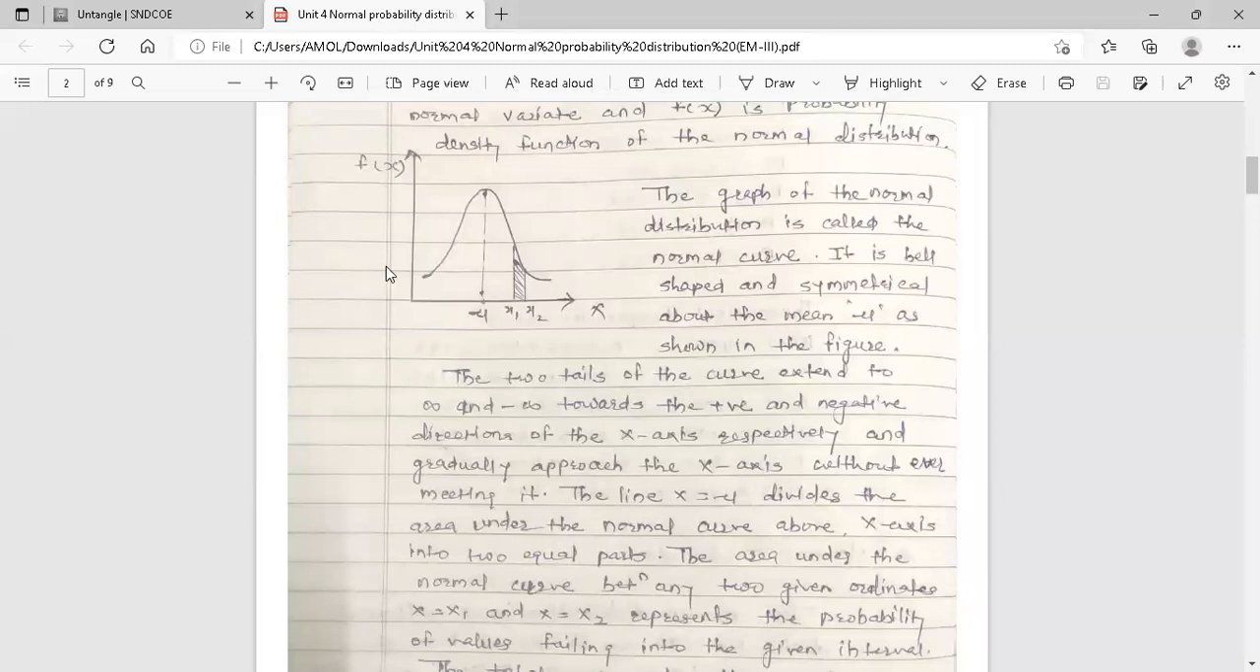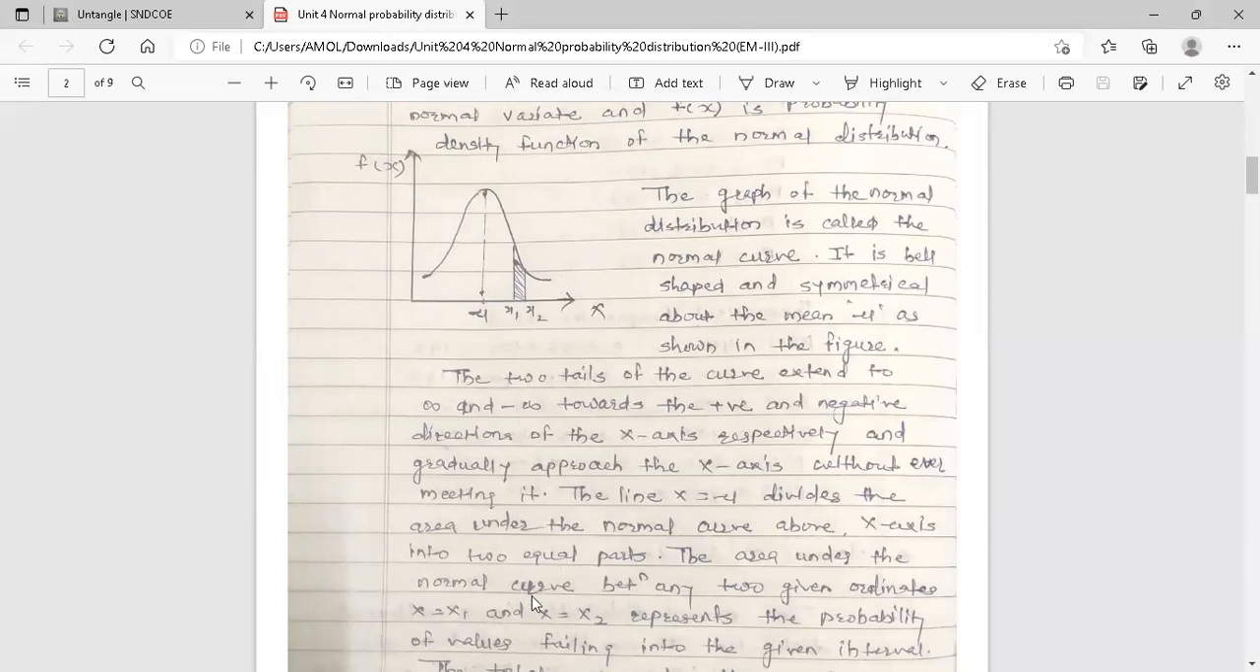The line x is equal to mu divides the area under the normal curve above the x-axis into two equal parts. This line x is equal to mu divides the normal curve into two equal parts above the x-axis.